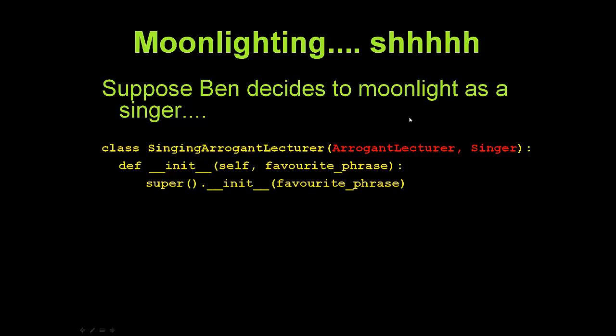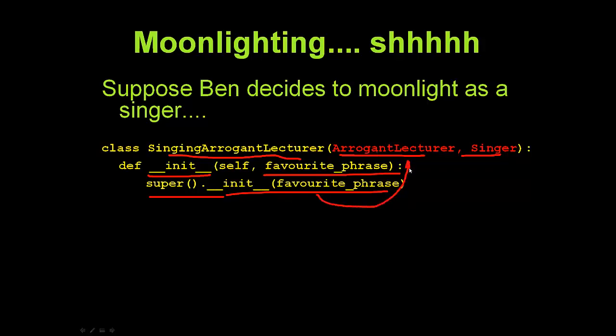Now, suppose Ben decides to moonlight as a singer. So you have this thing called a singing arrogant lecturer, right? So a singing arrogant lecturer is now a subclass of both arrogant lecturer as well as singer, right? And now the init will do what? Init will basically take a favorite phrase and call super init favorite phrase. Well, it turns out that because the arrogant lecturer is one that has a favorite phrase, this thing will call the arrogant lecturer, right? Now, so this ordering matters, okay?